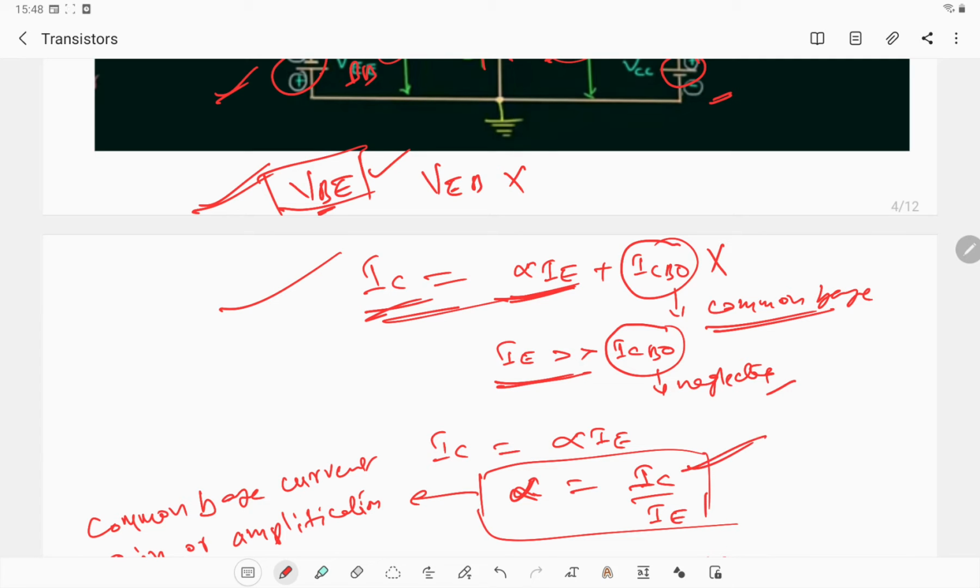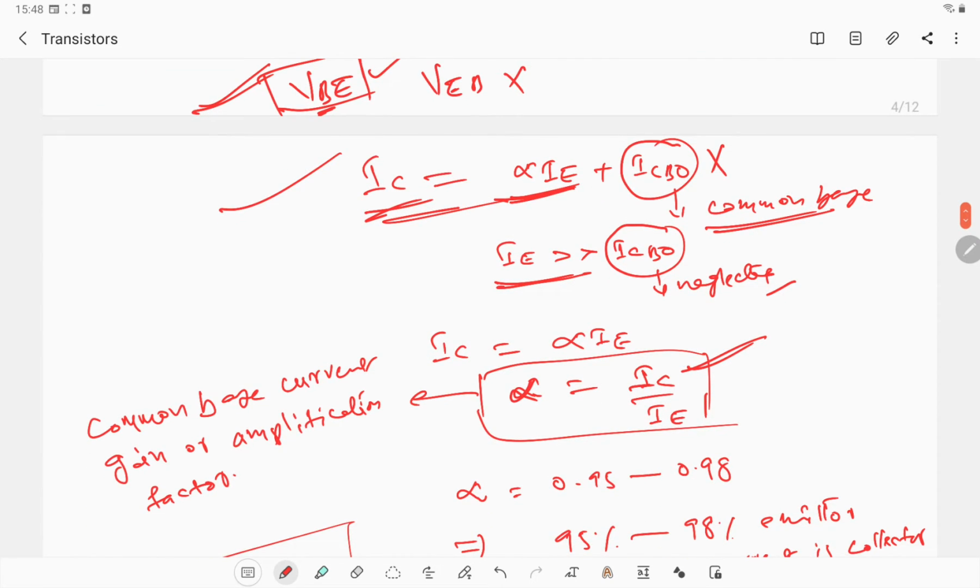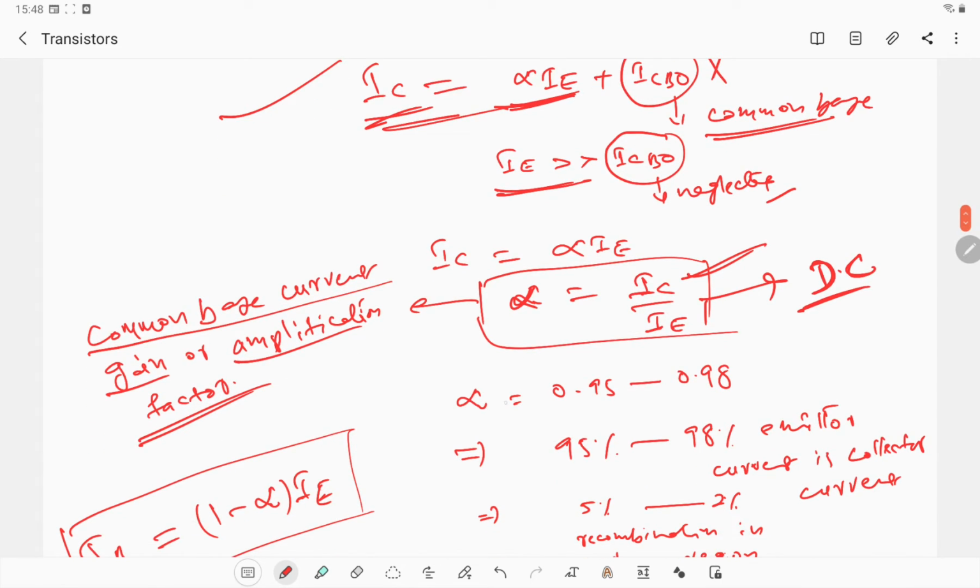This is very important. This alpha is nothing but the common base current gain or amplification factor. Common base current gain alpha is equal to IC by IE. This is for direct current. For DC signals, alpha is equal to IC by IE. Here the alpha value is between 0.95 to 0.98.